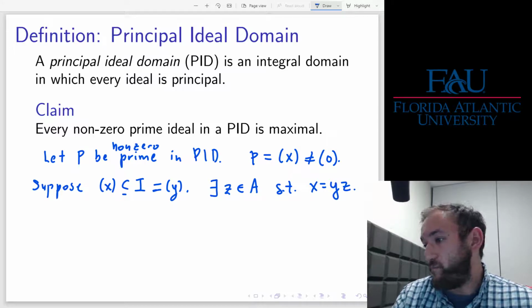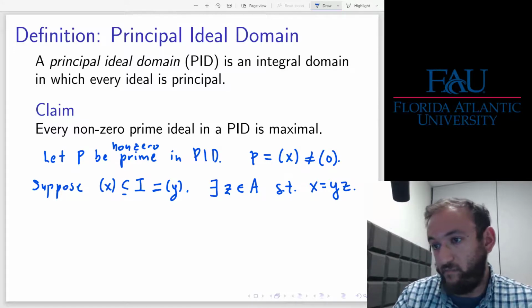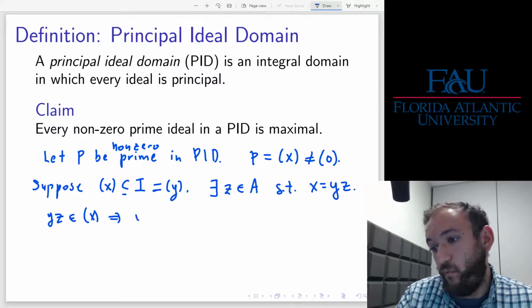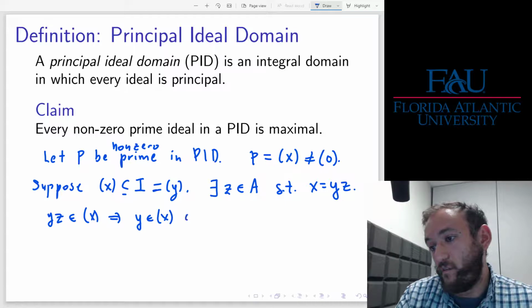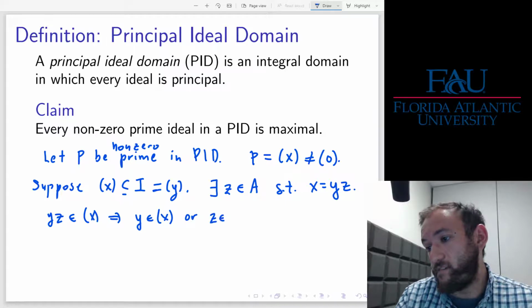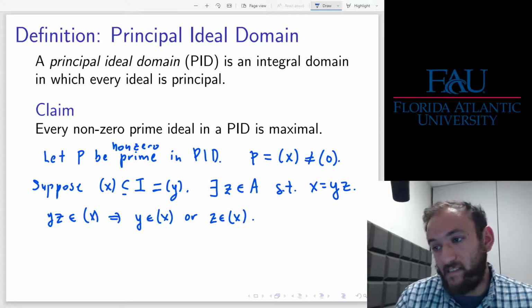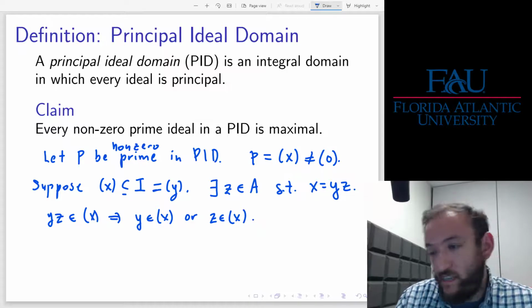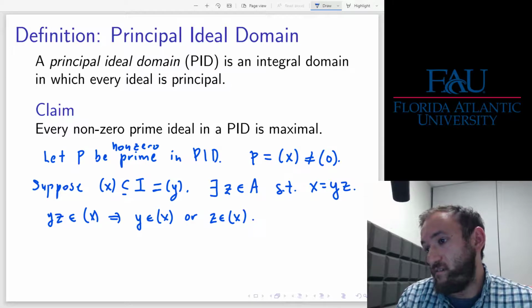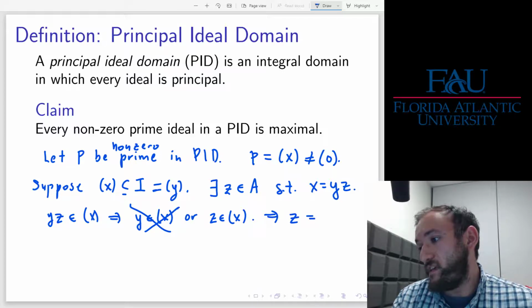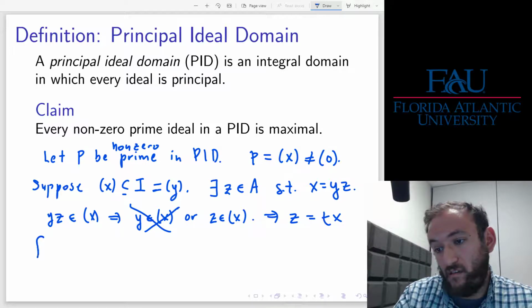But we know that X is a prime ideal, by hypothesis. So since YZ is in X, that means that Y is in X, or Z is in X. Okay, if Y is in X, then we're just talking about the ideal itself, so this can't be the case. So Z must be in X, in which case Z can be written as Tx for some T.